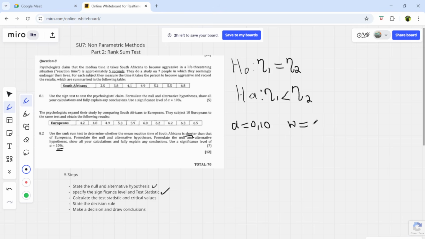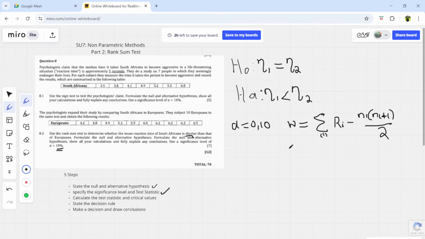Which is equal to the sum of the rankings ri, the sum of the rankings for the first sample. So this one here shows that it is the first sample, and then you sum the first sample rankings, then you're going to minus n1 into n1 plus 1 over 2. That is the formula that we're going to use for the test statistic of the Wilcoxon Rank Sum Test, for the rank sum test, right?